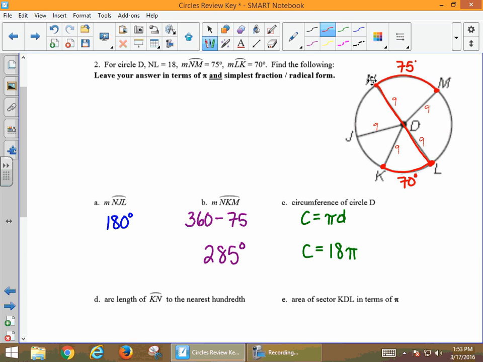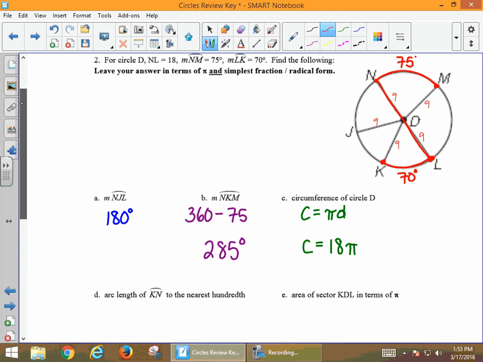So what does D ask? It's to find arc length KN. So I really need to find KN, here's what I'm looking for. So here's KN. I need to know this angle right here. How many degrees is that angle right there in the middle? The best way to find that is to take a look at the arc that is 70 degrees. That tells me that the interior angle right there, called the central angle, is also 70 degrees.